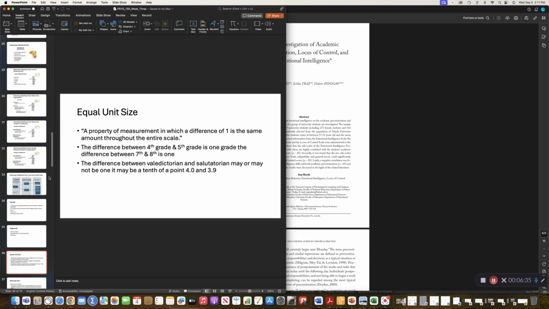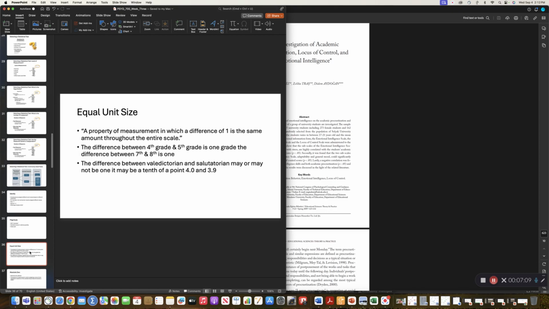So 1 grade is 1 grade, 1 inch is 1 inch. The difference between valedictorian and salutatorian, excuse my pronunciation, may or may not be 1. It may be 1/10 of a point. Maybe the valedictorian has a 4.0 GPA. The salutatorian has a 3.9997, right? So it might be less than 1 unit of GPA. It might be a fraction of a unit of GPA. That makes the difference between first and second, right? But the difference between 1 inch and 2 inch should always be 1 inch. So these are a bit distinct.